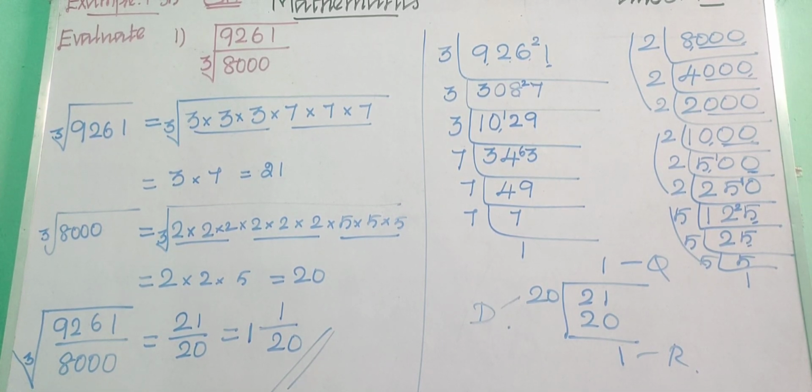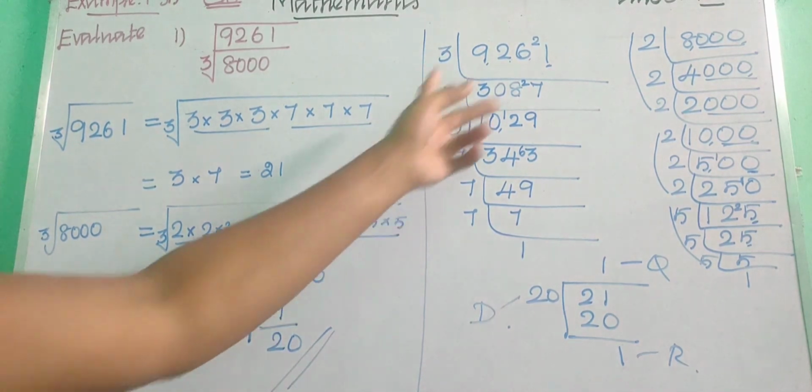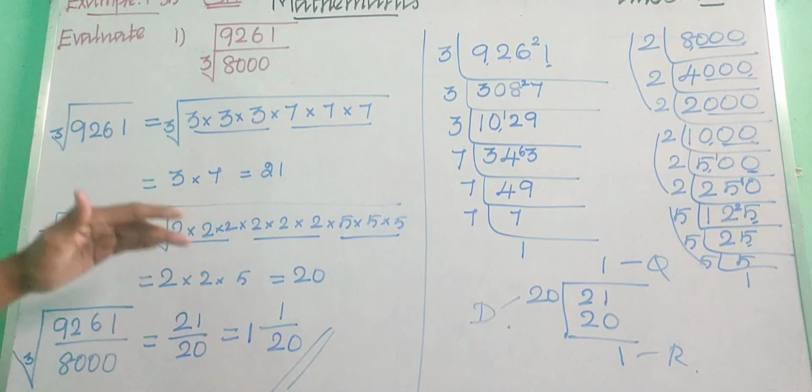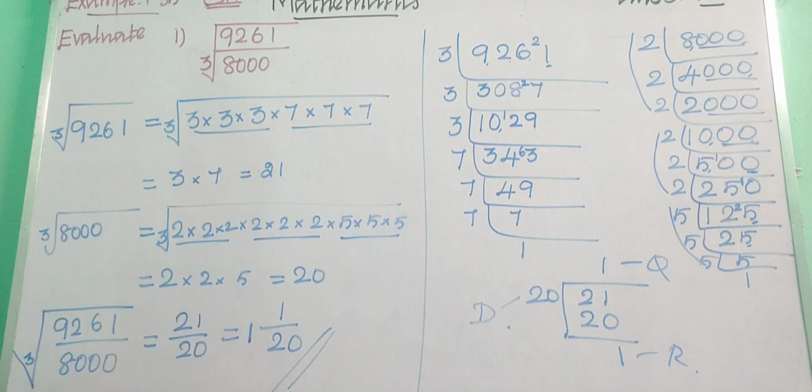Pause the video and write. Okay. So you should do all these in your classwork notebook. You can write these in the main page and this in the right side. Okay. Just draw a line and you can write this as the rough work. Okay. But you should write all these in your notebook.